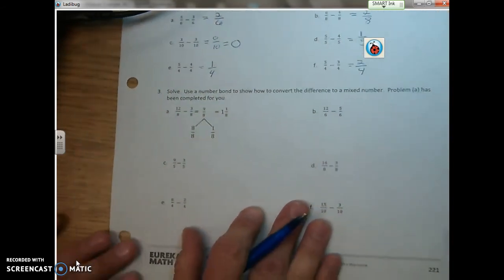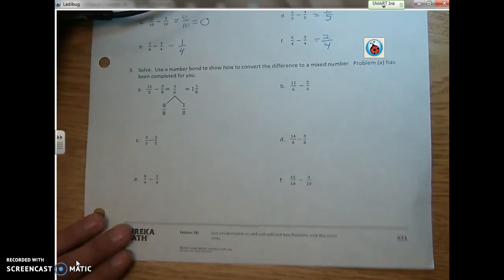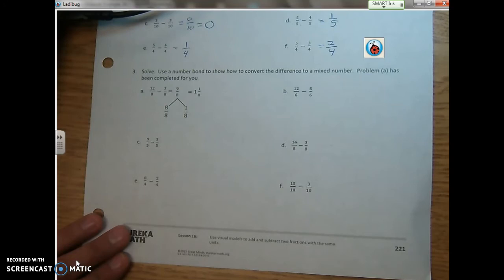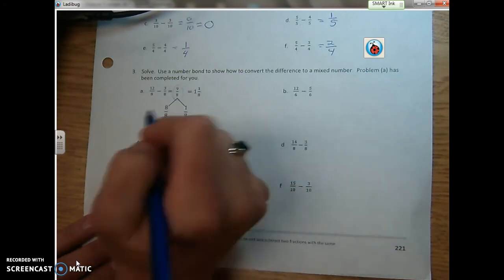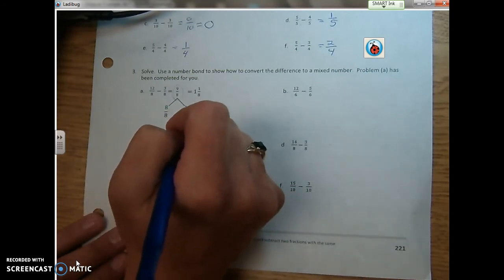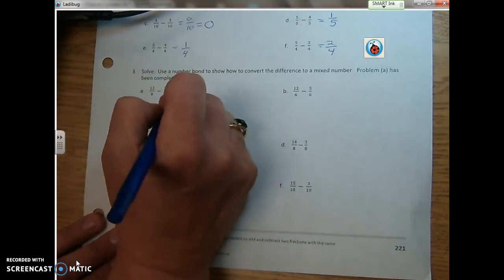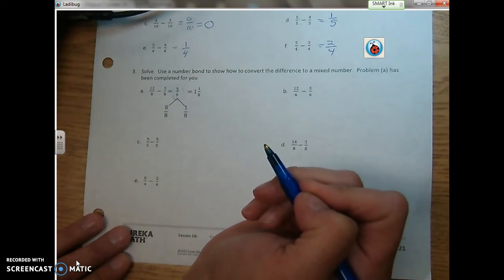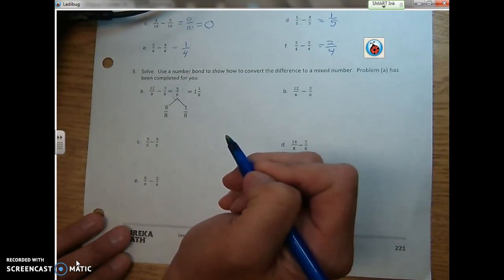Okay, so on number 3, it says use a number bond to show how to convert the difference into mixed numbers. So 9 over 8 is an improper fraction. It's more than 1. The top number is bigger than the bottom number. When the top number is bigger than the bottom number, we need to convert it into a mixed number. So that would be a whole number plus a fraction.